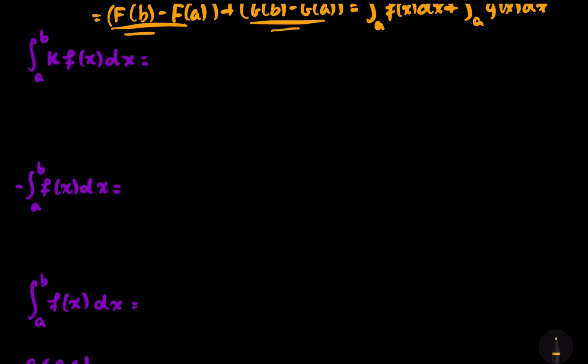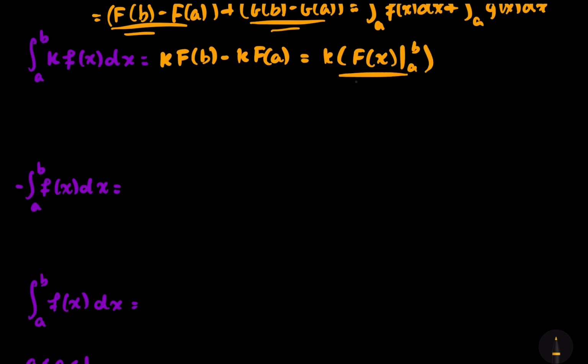And so we know that also the derivative is a linear operator, so when we multiply by a constant, it doesn't really impact the constant, it can just be taken out of the derivative. And so this is going to be k times capital F of b minus k times capital F of a, which we can factor that k out and we get k times F of x evaluated from a to b.